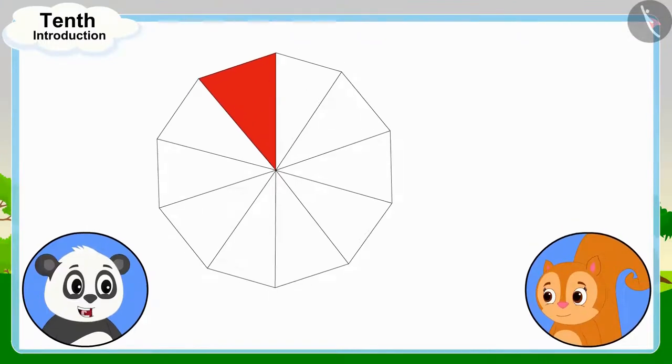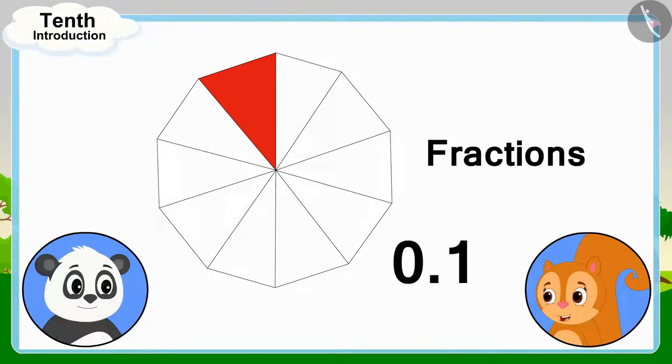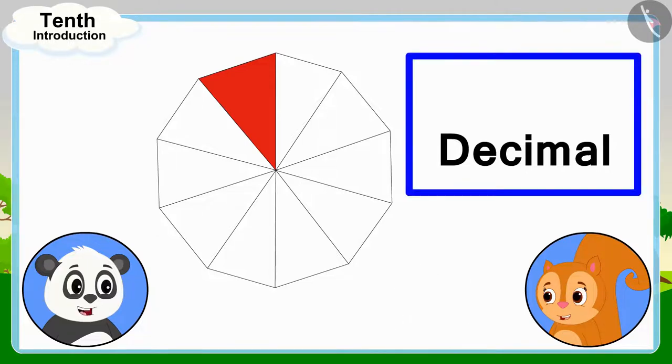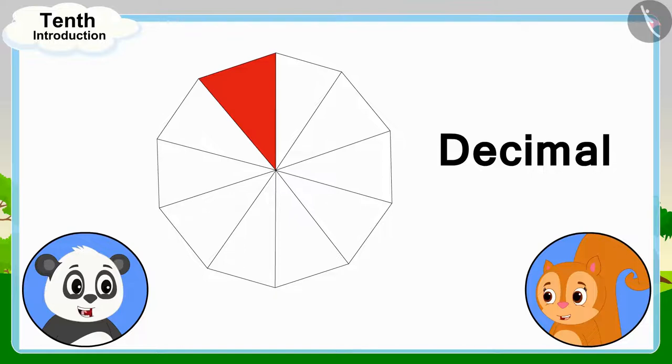Okay, you have colored 0.1 part of the flower, Golu said to Chanda. Chanda could not understand anything. I know about fractions, but what is this decimal? Chanda asked Golu.